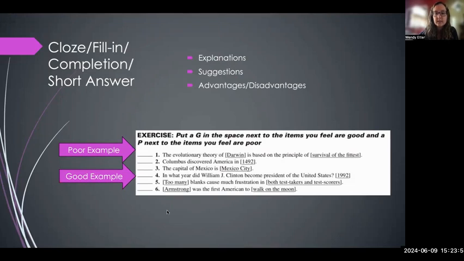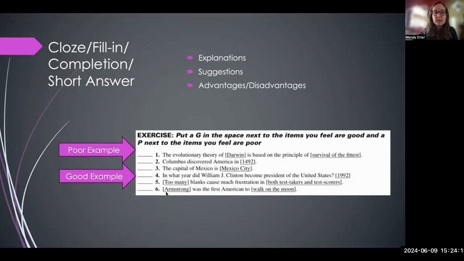A good example is going to be number 4. And again, this is similar to the multiple choice one we saw. It directs them to a definite defensible answer. In what year did William J. Clinton become president of the United States? That was the year he was elected, and that was 1992. Very specific on who it is, when it is, and what he became.